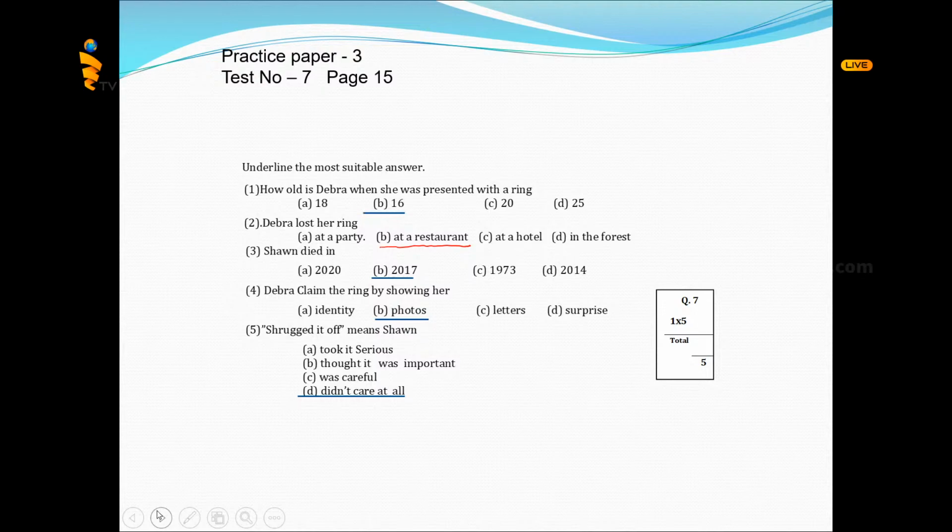I hope children you understand. This is very easy. Don't miss these questions. You can score 5 marks and it's very easy the way I have asked you to do. If you follow those instructions, it will be very easy for you to do.